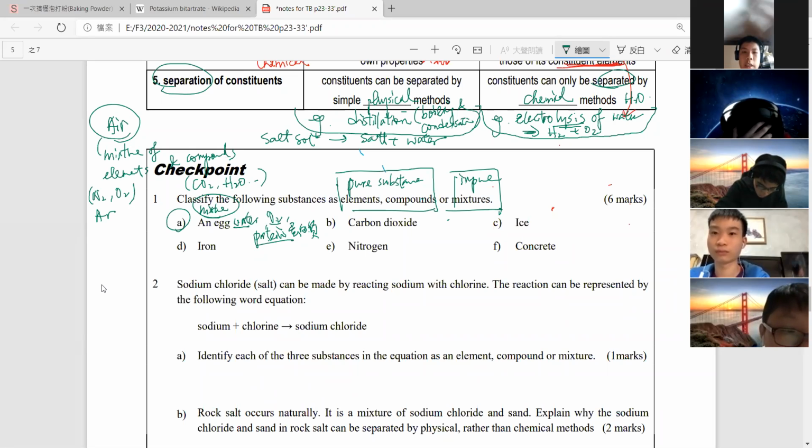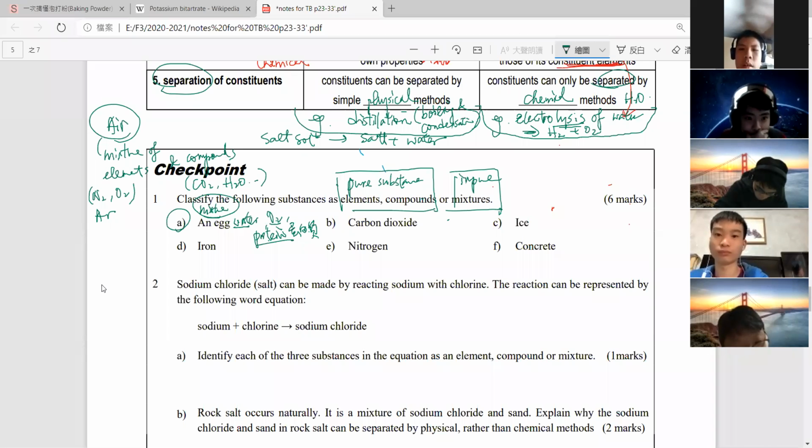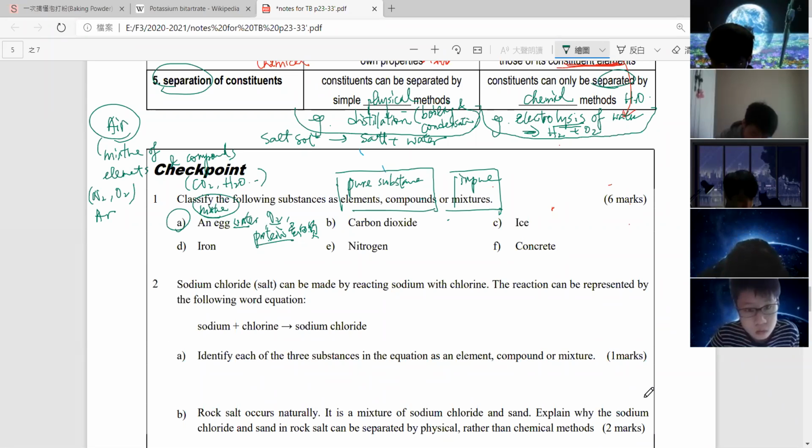So air itself, we do not treat it as an entity. We do not treat it as a whole unit. We try to take a look at the chemicals inside. So can you get my point? Can you get my point?